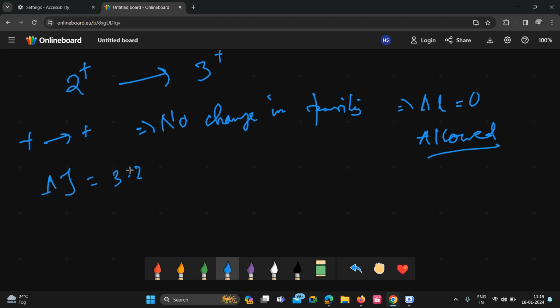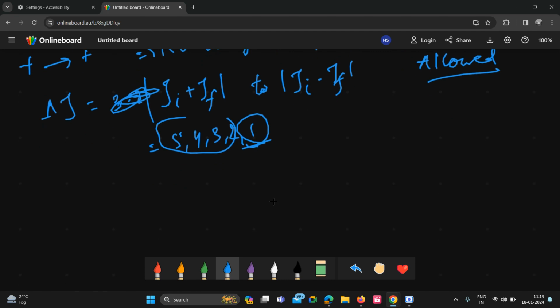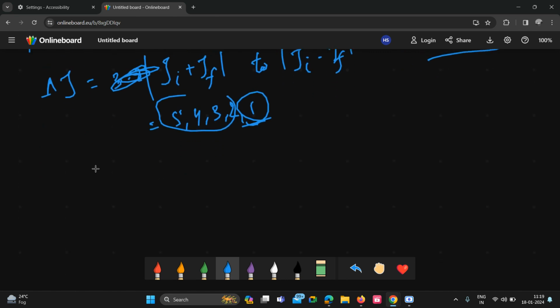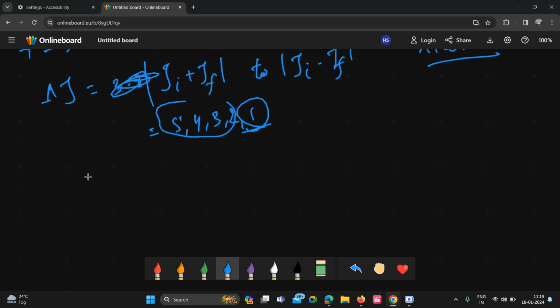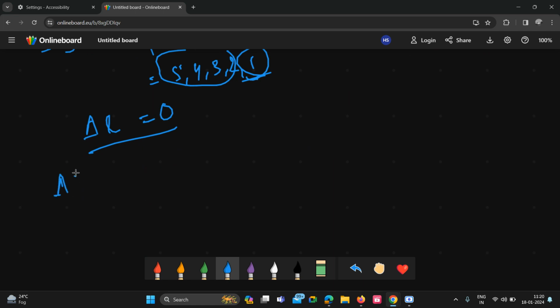Now, what is del J here? 3 minus 2. Del J ranges from Ji plus Jf to Ji minus Jf, so it can be 5, 4, 3, 2, 1. But we don't need all these values, we only need 1. So del J is 1, and del L is 0.